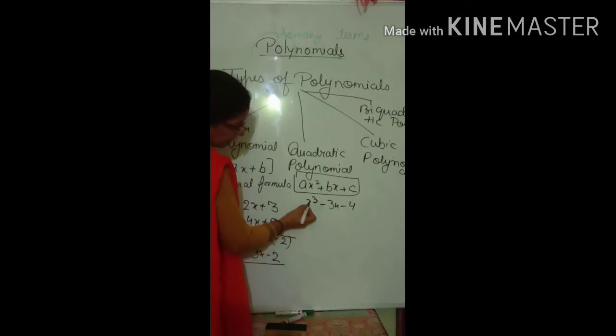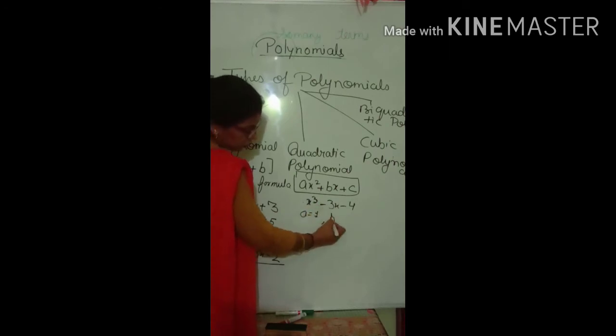So what is a? In front of x square there is nothing here, that means here is 1. So what is a here? 1. What is b? bx, what is b? Minus 3. So b will be minus 3. What is c? c is minus 4.